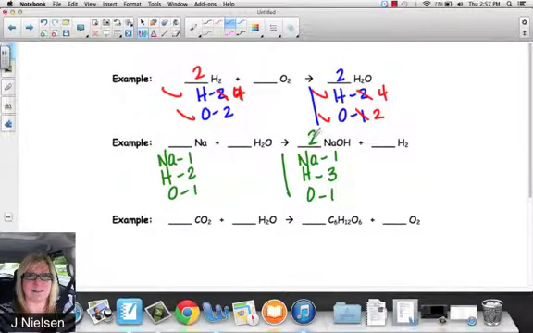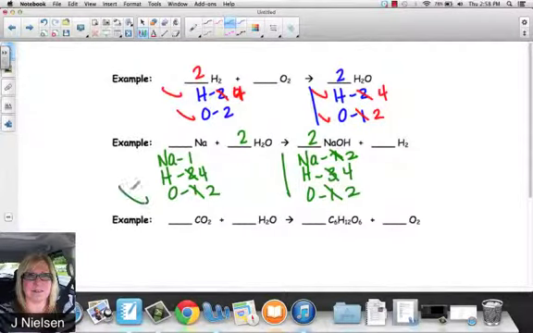If I put a 2 here, I have 2 H's here, 2 times 1, 2 H's here, and 2 H's here is a total of 4 H's. Now, I need to make sure I have 4 H's over here. So if I put a 2 here, that gives me 4 H's. But I've now just changed my oxygens. I have 2 oxygens here, but when I changed this over here, I actually changed what else? When I changed these hydrogens, I changed my Na to 2, and I changed my O to 2.